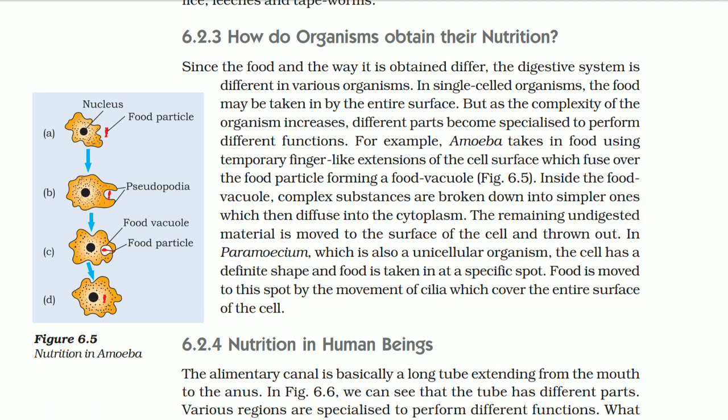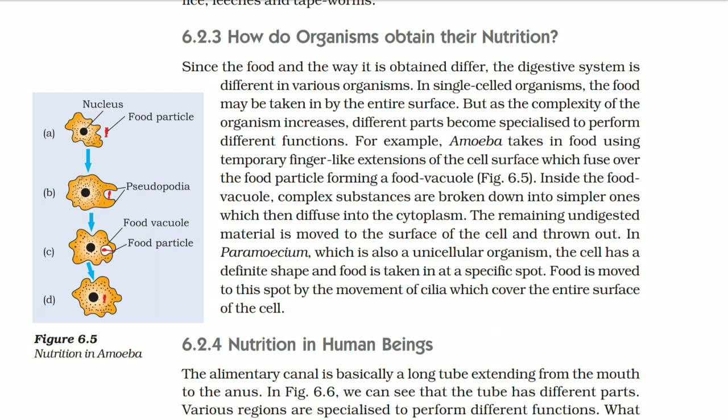How do organisms obtain their food? Since the food and the way it is obtained differ, the digestive system is different in various organisms. In a single celled organism, the food may be taken in by the entire surface, but as the complexity of the organism increases, the different parts become specialized to perform different functions.